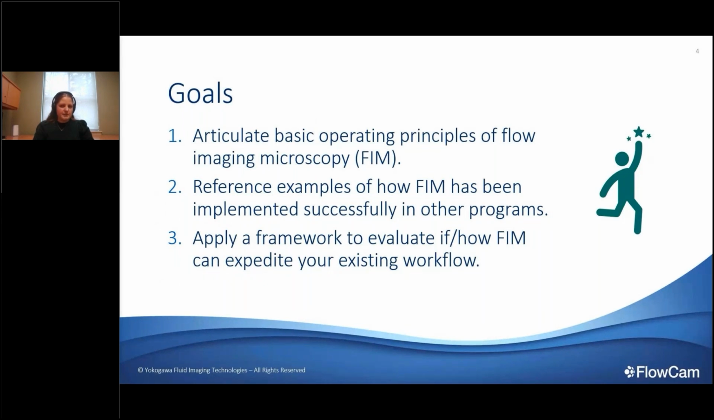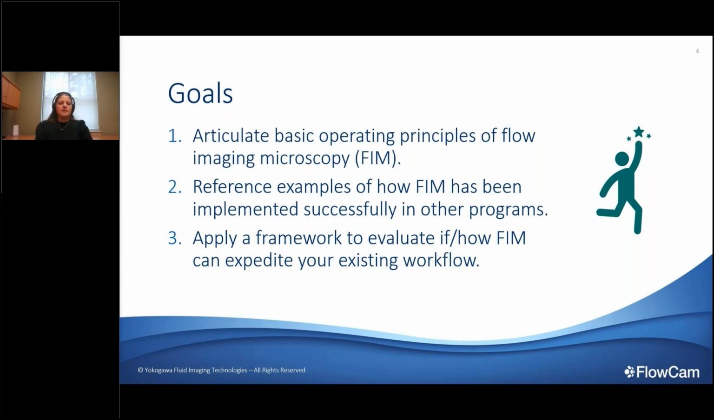The goals of the workshop here are for everyone who's participating, by the end of the webinar, we want you to be able to articulate some of the basic operating principles of flow imaging microscopy. Basically, what is FlowCam and how does it work? Secondly, to be able to point to examples of how flow imaging microscopy has been implemented in other programs.